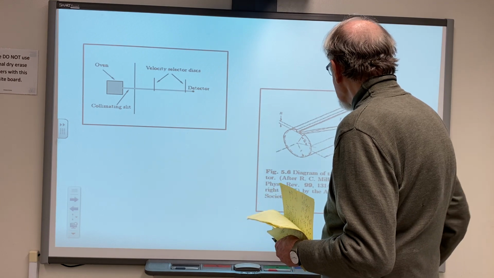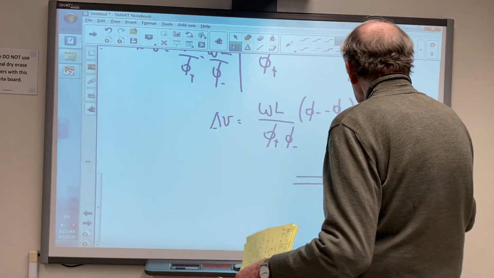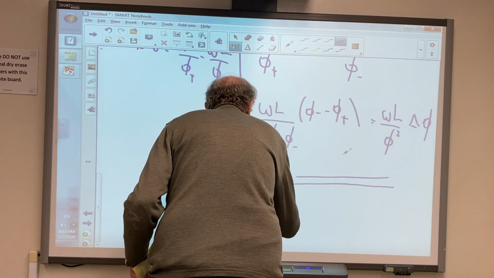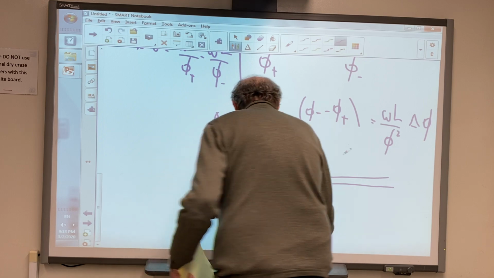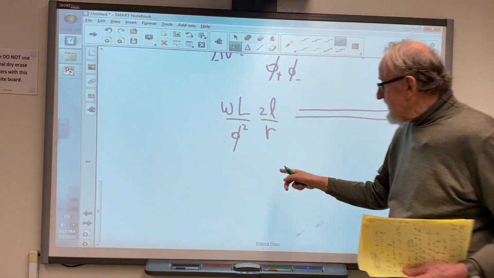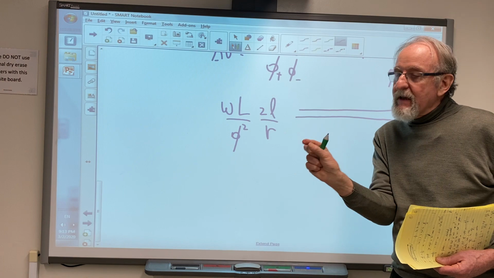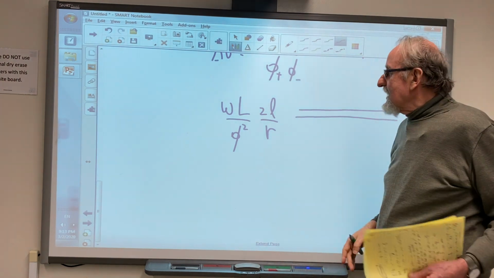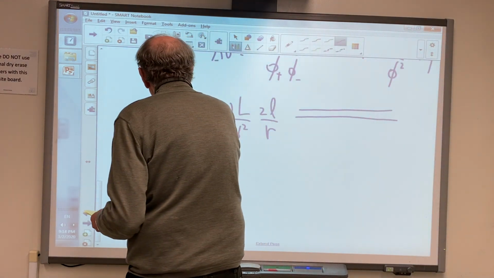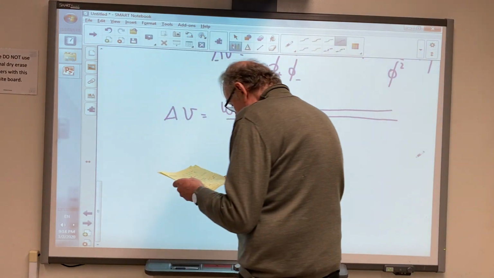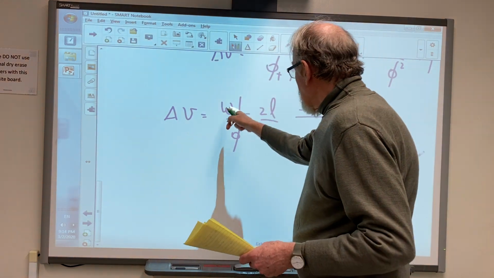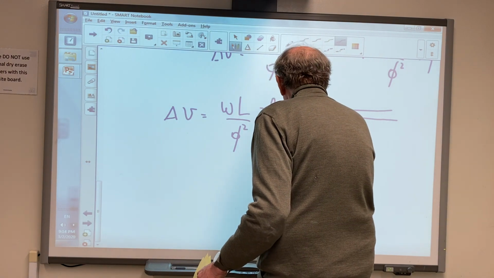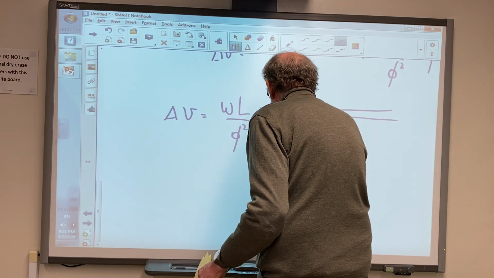Now go back to the equation. And so you see you have omega L over phi squared times 2L over R. R is the radius of my cylinder, and L is the width of this little channel, because I cannot make it 0. I would like to, but I cannot. And you see, this is your delta V. You can say, so what? Well, remember, omega L over phi was your V, so this is V times 2L over R phi.